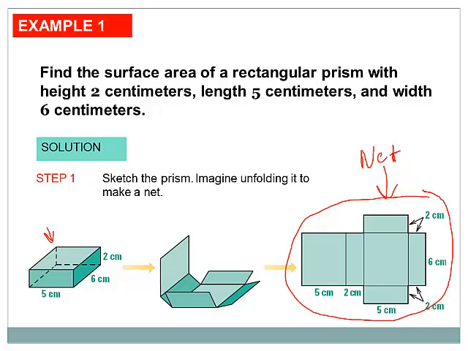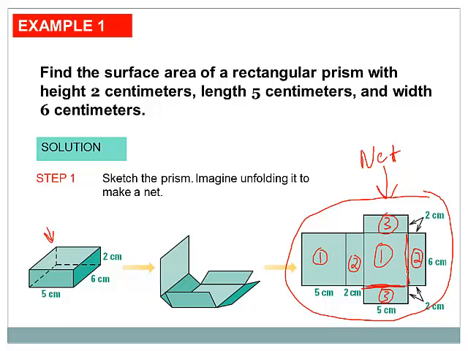So if we look at these, this is 1, that's a base, this is 2, that's one lateral face, and this is 3. So if you look over here at the rest of our net, this is identical to 1, this is identical to 2, and this is identical to 3. So once we find the area of 1, 2, or 3, then we multiply it by 2 since we have them double.